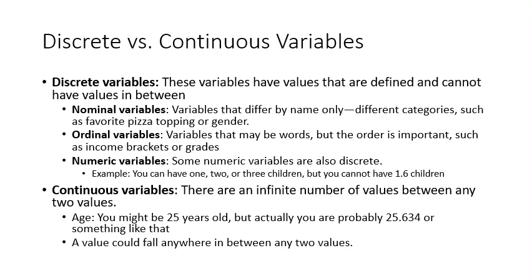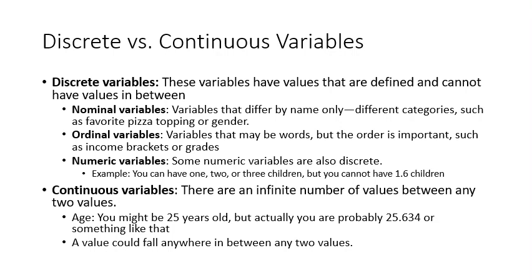Discrete versus continuous variables: discrete values are defined and can't have values in between. We could consider nominal and ordinal values as types of discrete variables, but we usually think of these as numeric variables where the answers have to be whole numbers. You can have 1, 2, or 3 children, you can't have 1.6.